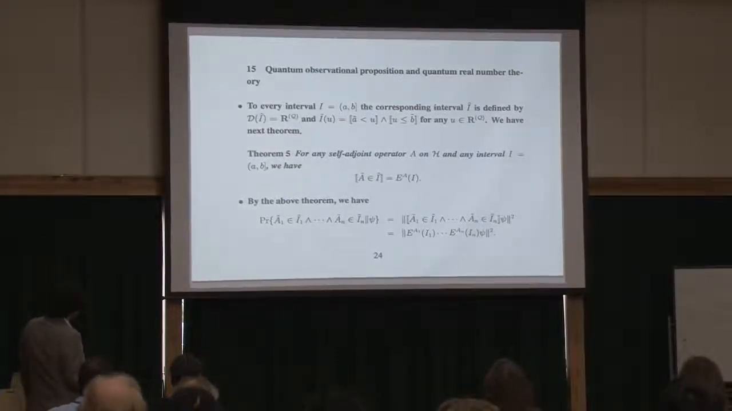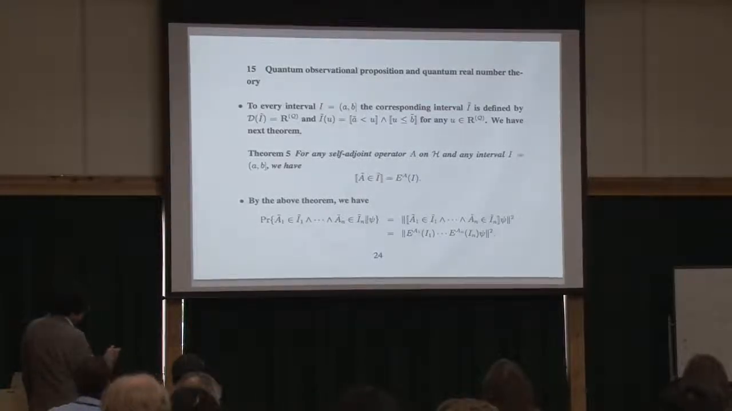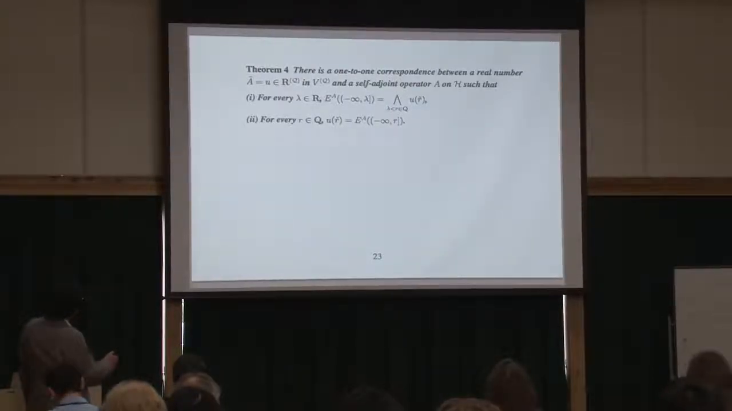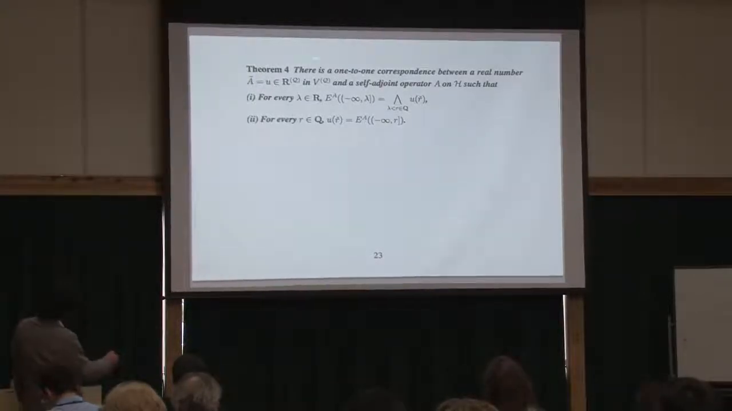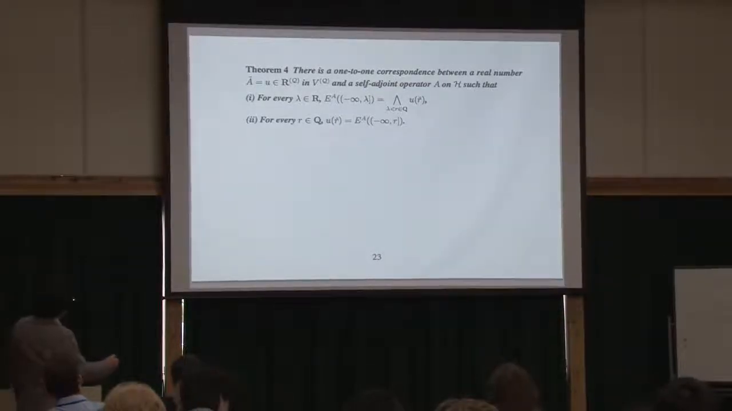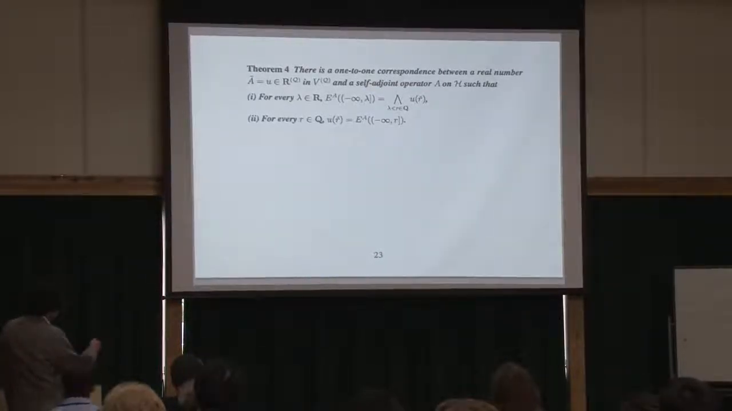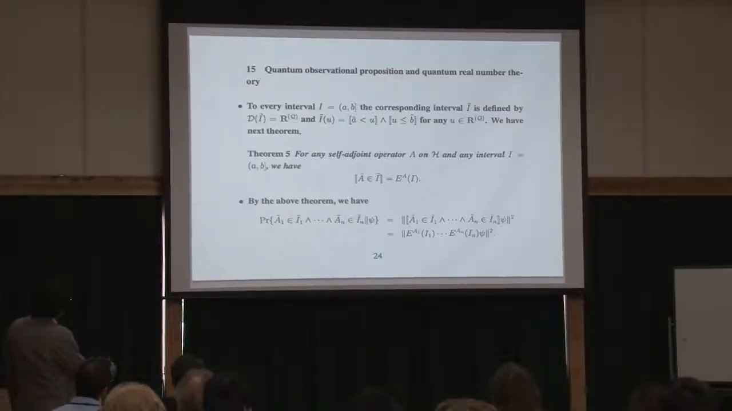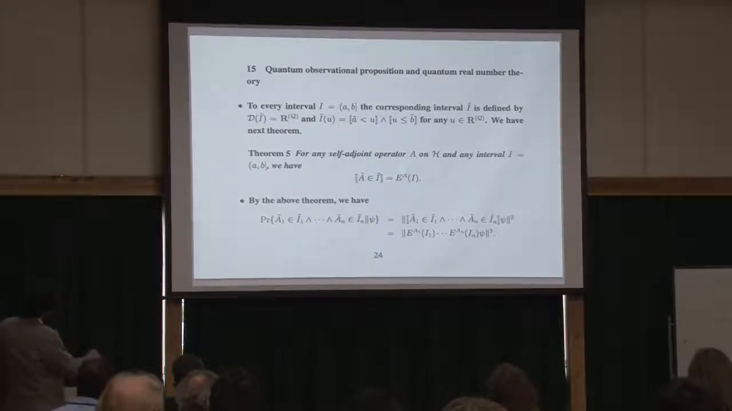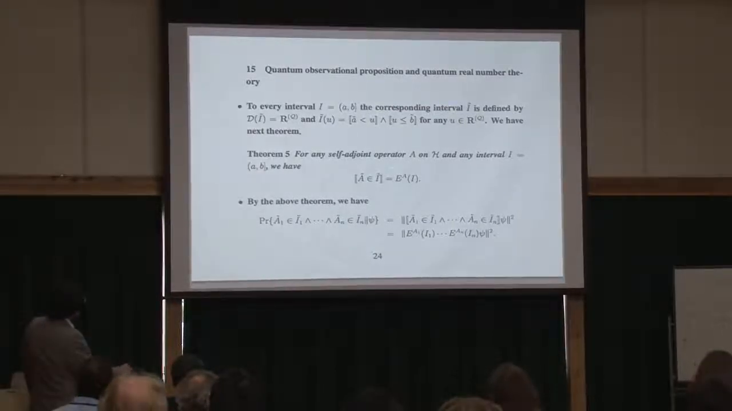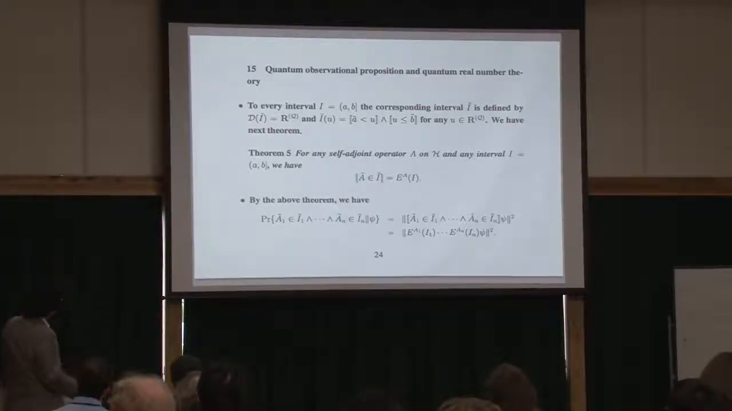theorem, which is just that for any self-adjoint operator A, we have A tilde in the quantum set theory. A tilde is the real number in quantum set theory corresponding to the self-adjoint operator A, which we define in this way. And also the interval I is embedded in the quantum set theory as the interval I tilde. So A tilde in I tilde is a set theoretical formula.